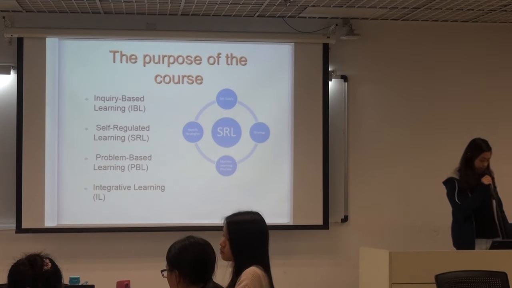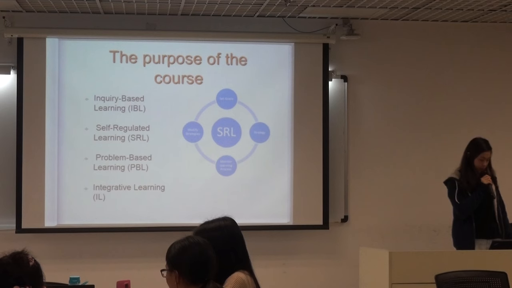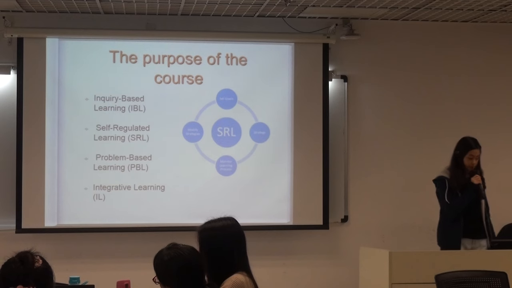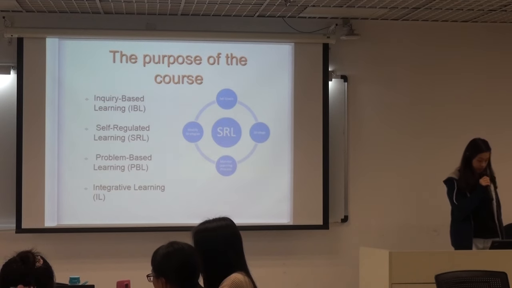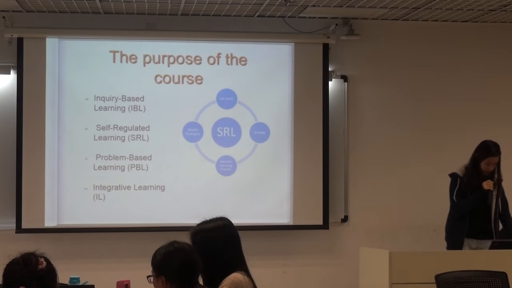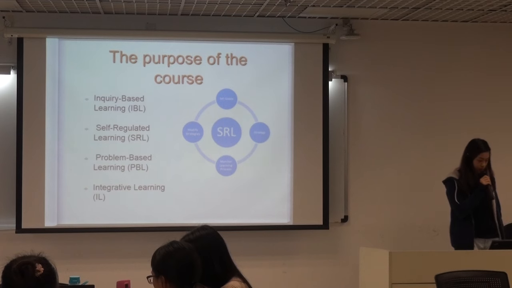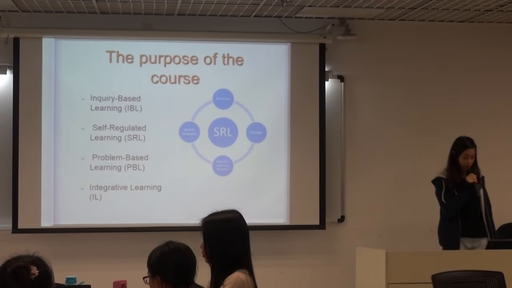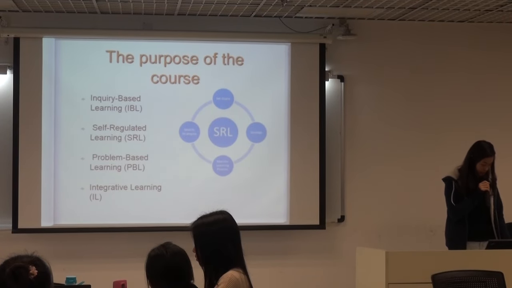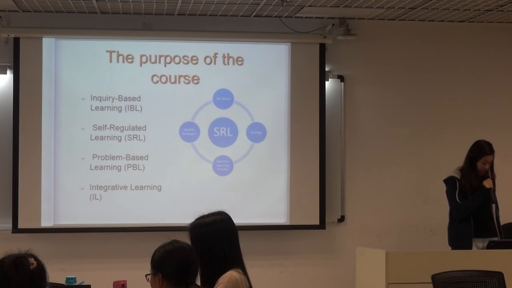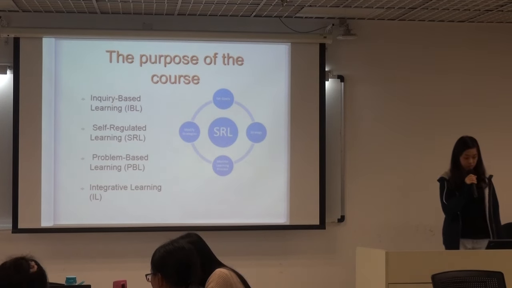The second one is self-regulated learning, which is about students being guided by thinking about others' thinking, planning, and monitoring progress against a standard. The third one is problem-based learning, which means that students can learn about a subject through the experience of solving open-ended problems. And the last one is integrative learning, which is a learning theory describing a movement toward integrated lessons, which helps students make connections across the curriculum.